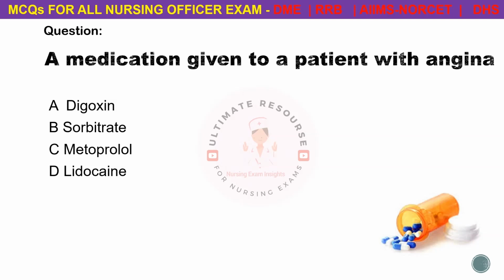A medication given to a patient with angina. Options are A. Digoxin, B. Sorbitrate, C. Metoprolol, D. Lidocaine. The answer is B. Sorbitrate.